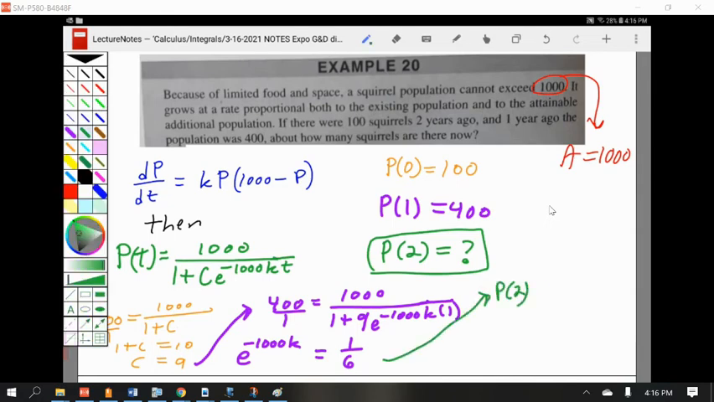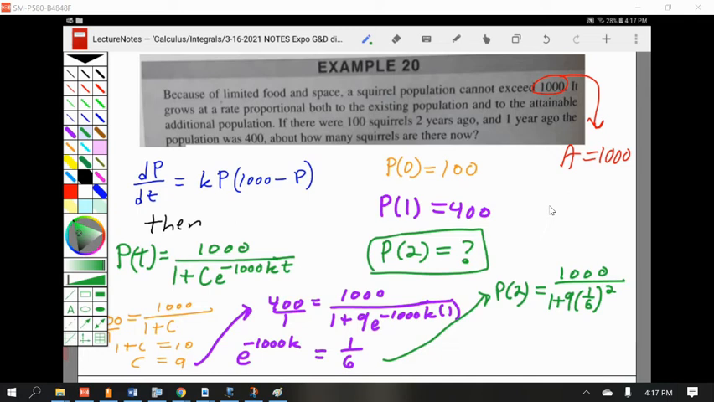P of 2 is going to be 1,000 divided by 1 plus 9 e. Nope. Not doing e. What is another name for e to the negative 10,000 k? E to the negative 1,000 k is 1/6 to the second power because t is 2. Now that's some crazy algebra. None of your algebra, pre-calculus, or geometry teachers ever made a substitution like that before.